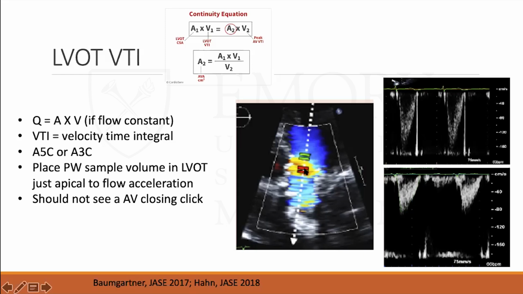If you put that pulse wave Doppler right here, you're going to get a big LVOT VTI tracing, and you're also going to see this aortic valve closure line. From there, you want to bring that sample volume more apical, outside of this flow acceleration, until that aortic valve closure line disappears. You should not be seeing an aortic valve closing click.